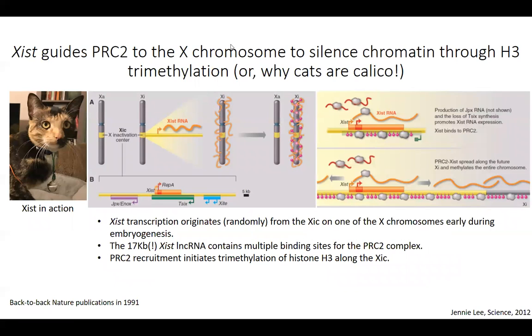So that's actually going to help modify our chromatin. So we can see the transcription of our Xist RNA. This is going to be our PRC2 complex, okay? And you can see the multiple binding sites. So it's going to help coat this whole chromosome and recruit in that PRC2 complex. Okay, and this PRC2 complex is going to help us methylate histone 3 along this inactivated chromosome.